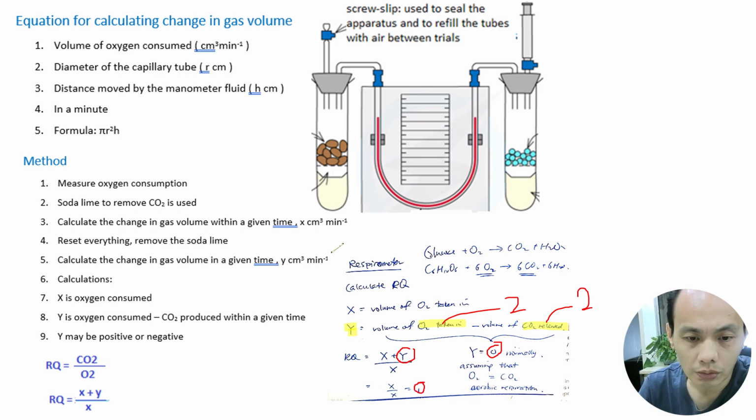So we look at the equation for respiration. When we balance the chemical equation for respiration, we discover that the oxygen used is 6 mole, and carbon dioxide also is 6 mole. That's why 6 over 6 is 1.